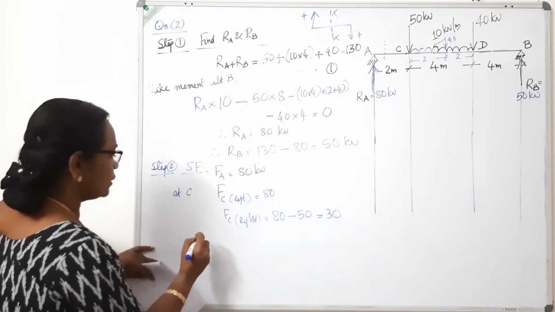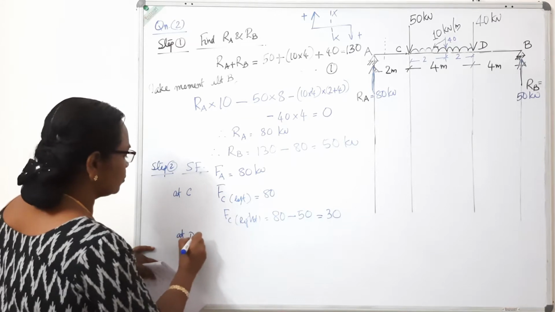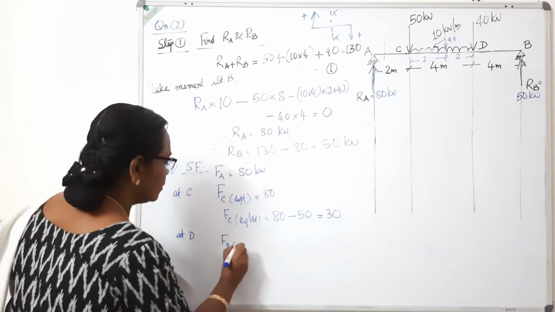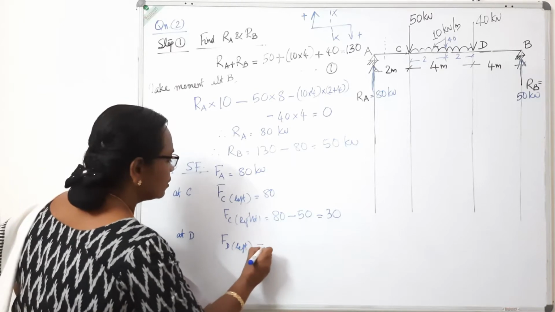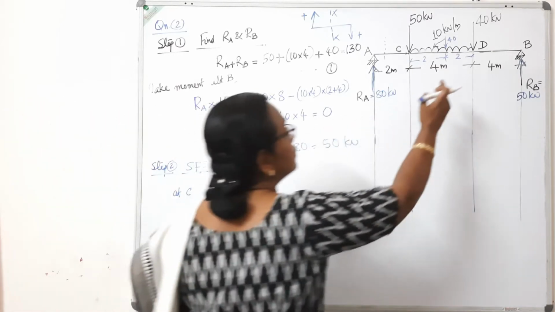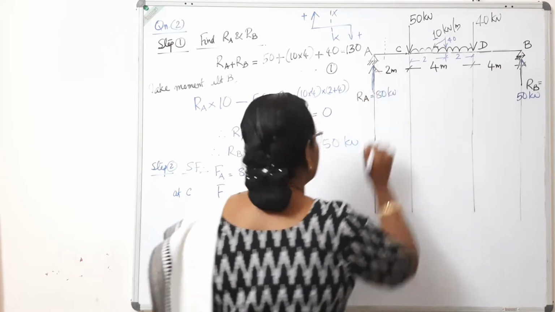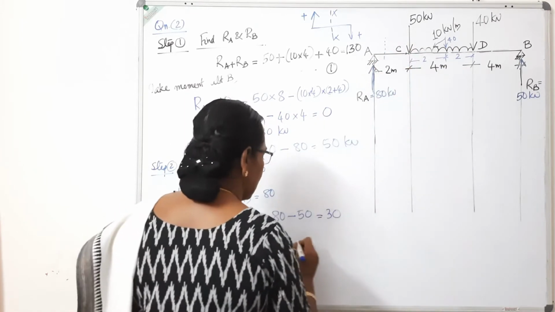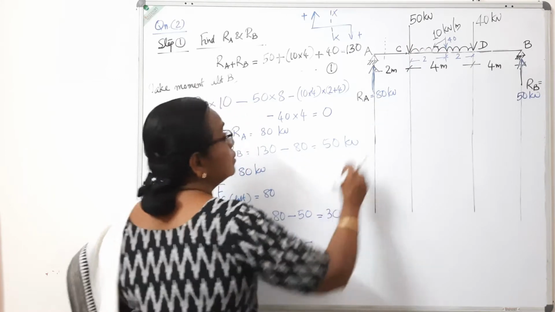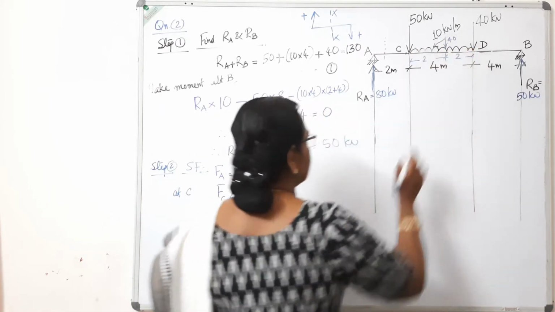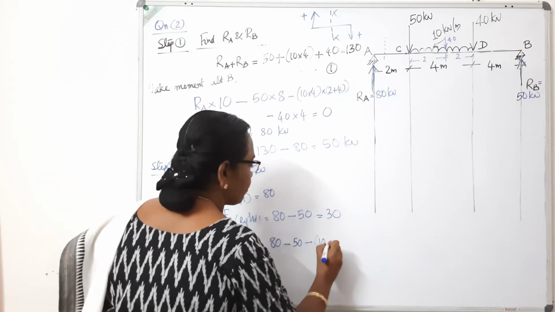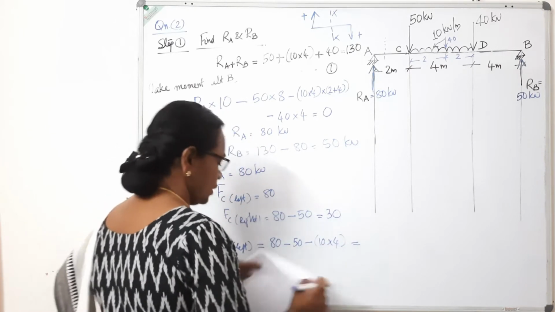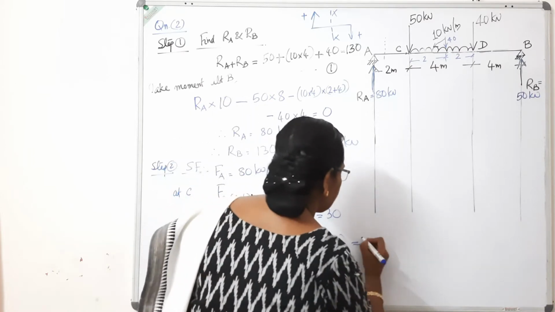Then coming to point D, at D also there is a point load. So we have to consider FD left. FD left is just to the left of D. 80 acting upward, 50 acting downward. This 10 into 4, 40 acting downward. So it will be 80 minus 50 minus 40. It works out to minus 10.